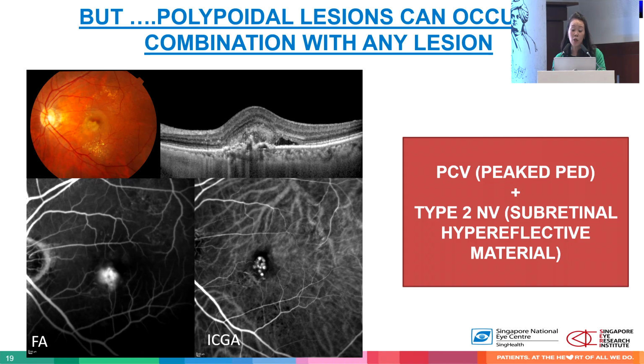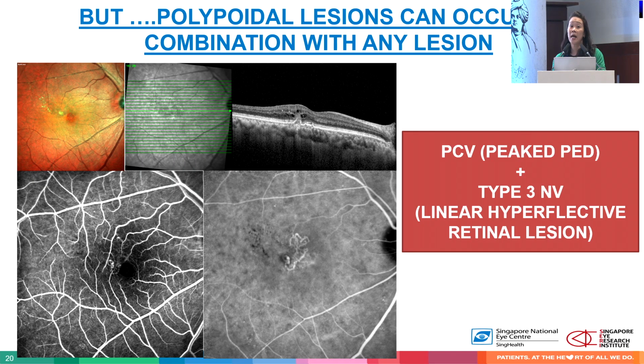Secondly, you can also get PCV with a type 2 network, and in this case, you can see the PCV lesion here and the subretinal hyperreflective material that is the type 2 lesion. So the SHRM is in the yellow arrows, and the green arrow shows the PCV. Also, you can get PCV in combination with RAP, a type 3 lesion. So in this case, you can see this is the RAP lesion, which is the intraretinal lesion, and you can see there's an adjacent PCV underneath it.